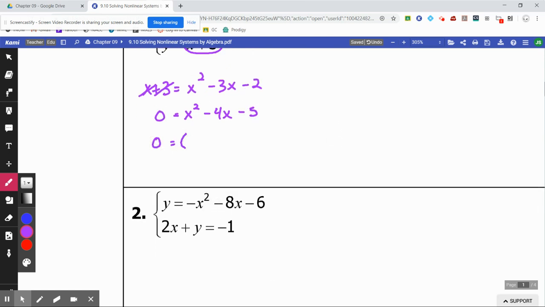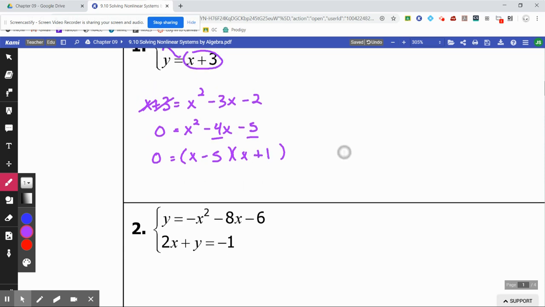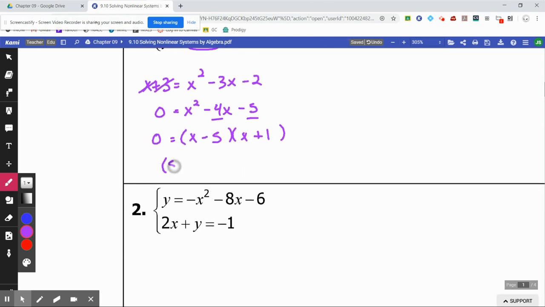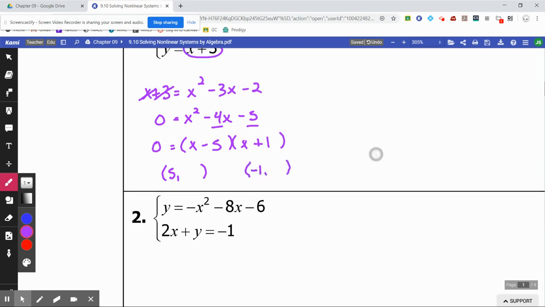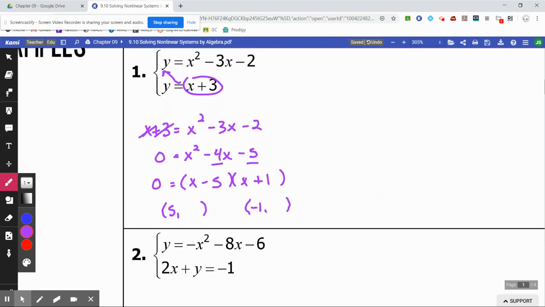0 equals, let's factor. x times x is x squared, adds, multiplies, negative 5 and a positive 1. So I get x is 5, and I get x is negative 1. So my 2 points are 5 comma something and negative 1 comma something.